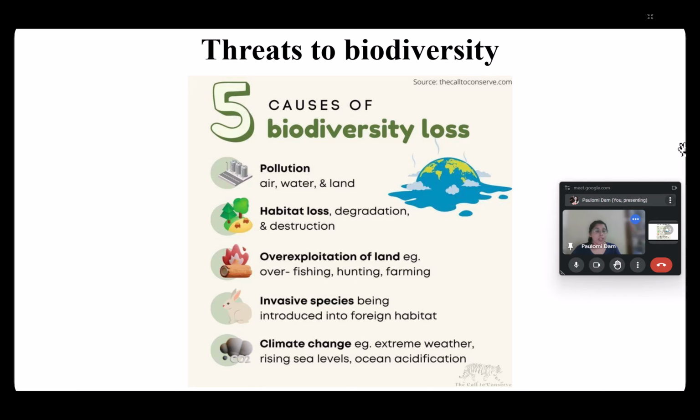The first one is pollution of air, water, and land. Second is habitat loss, degradation, or destruction, anything to do with habitat-related issues. Third is overexploitation, for example, overfishing, hunting, farming. Fourth is invasive species, which are introduced into a foreign habitat, can bring along some diseases, and can also cause problems for the native flora and fauna. And fifth is climate change, for example, extreme weather, rising sea level and ocean acidification. We have discussed all of these in the previous session, so we have an idea about how these different causes affect biodiversity loss.